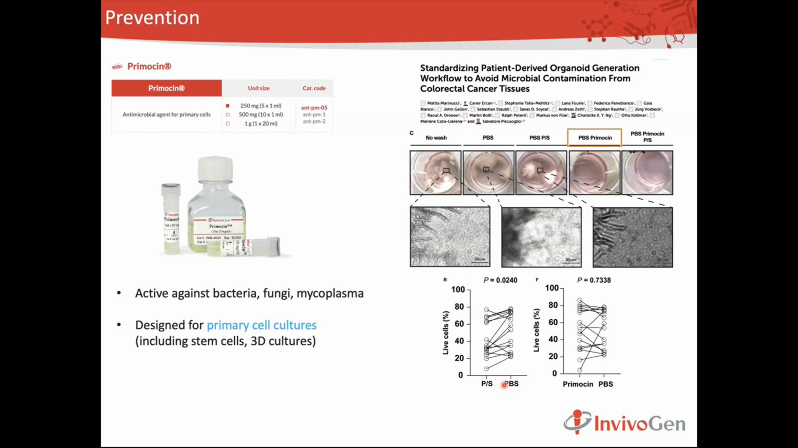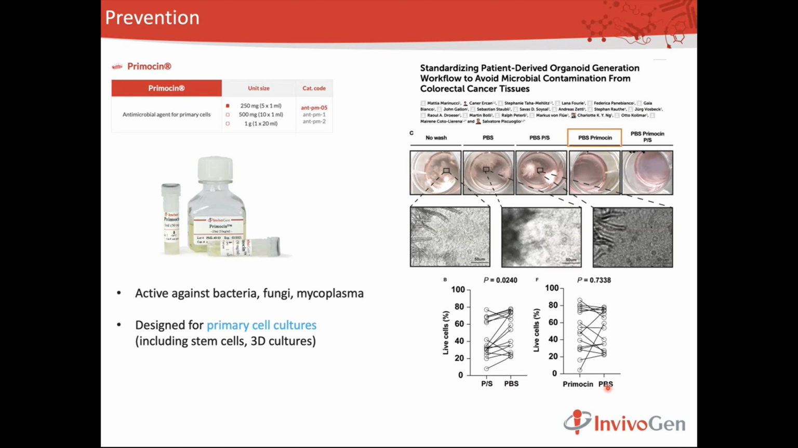And so this is PBS, and then you can see pen strep. At first look, you can already see pen strep is usually lower than the PBS. So for example, compared to this, compared to this, compared to this, the pen strep sample usually has fewer live cells compared to PBS. So it suggests that pen strep, in this organoid culture case, showed toxicity.